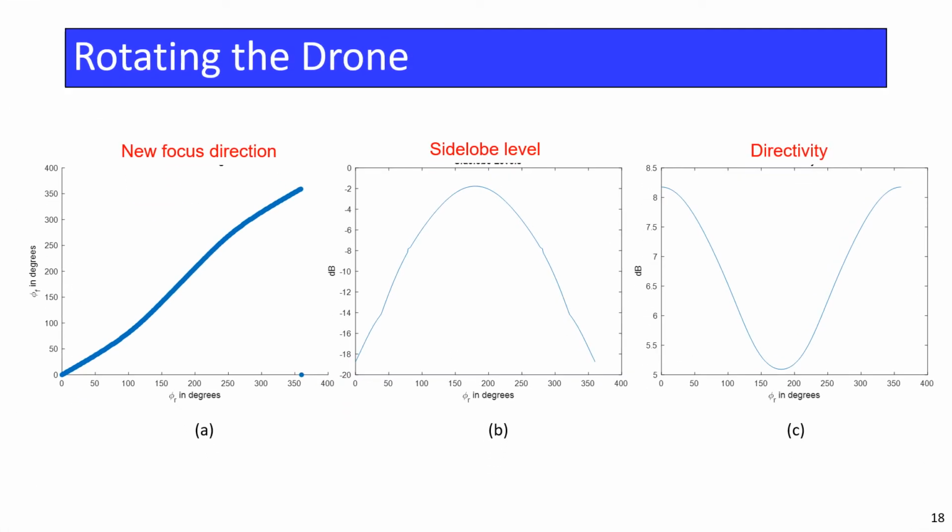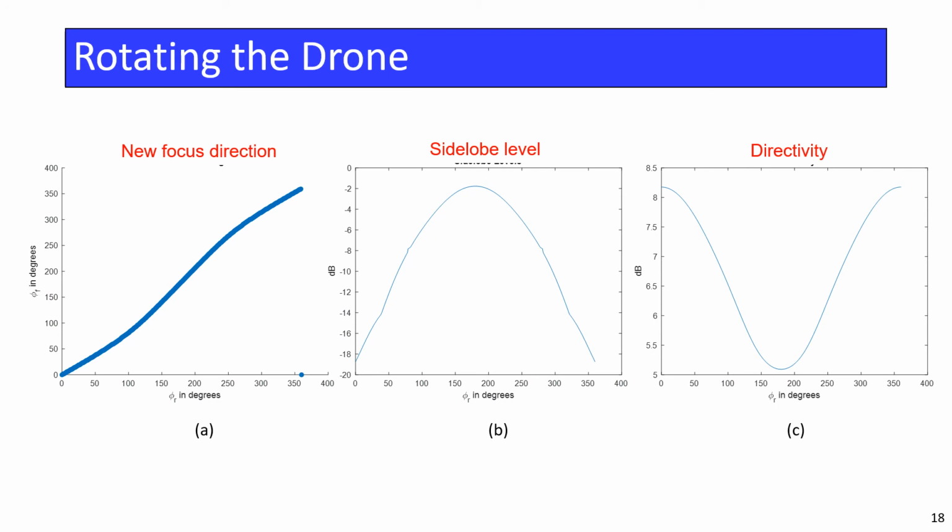We then rotate the drone, hence rotating the position of the elements, and observe the key characteristics of the new pattern. The new angle phi sub f on which the beam is focused, and the 2D side lobe levels, as well as the directivity, are shown in the following figures as a function of the rotation angle phi sub r. We observe from plot A that there is always a rotation angle that can refocus the beam at any new angle phi sub f.